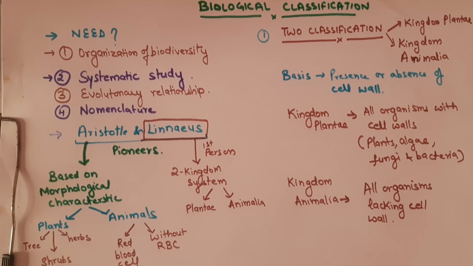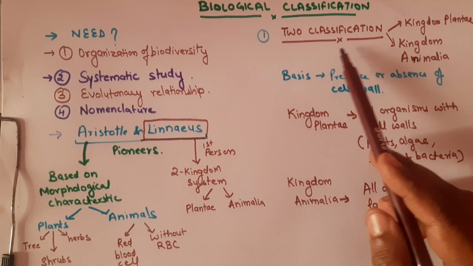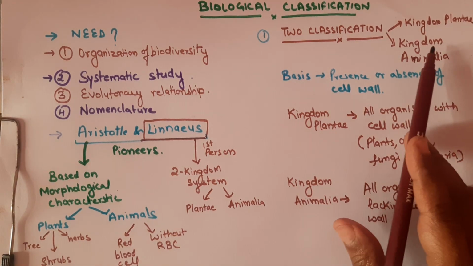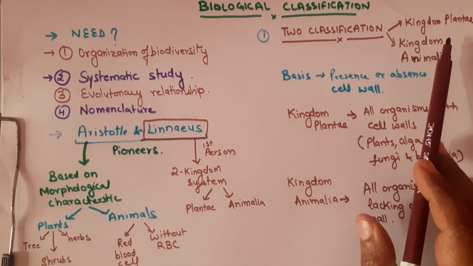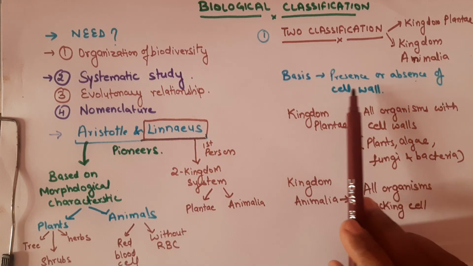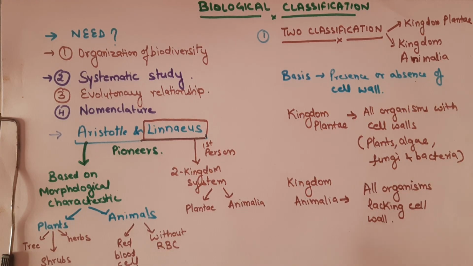Students, this is clear to you that the two kingdom system was developed by Linnaeus. He divided it into two kingdoms, kingdom Plantae and kingdom Animalia, and this division is based on the presence or the absence of the cell wall. All the organisms that exhibit a cell wall are grouped into kingdom Plantae, and those organisms that lack the cell wall are grouped into kingdom Animalia. However, there are certain drawbacks.